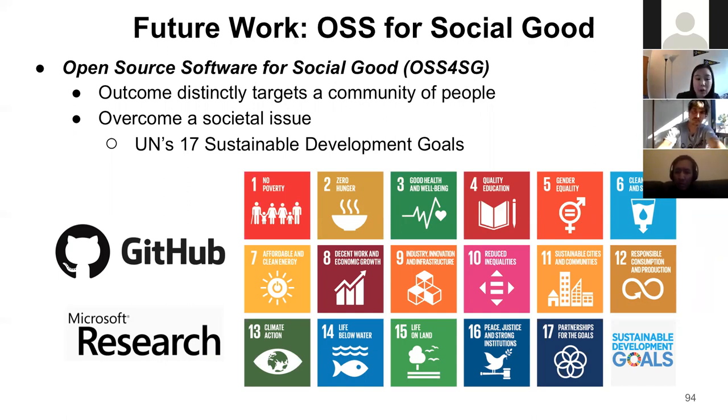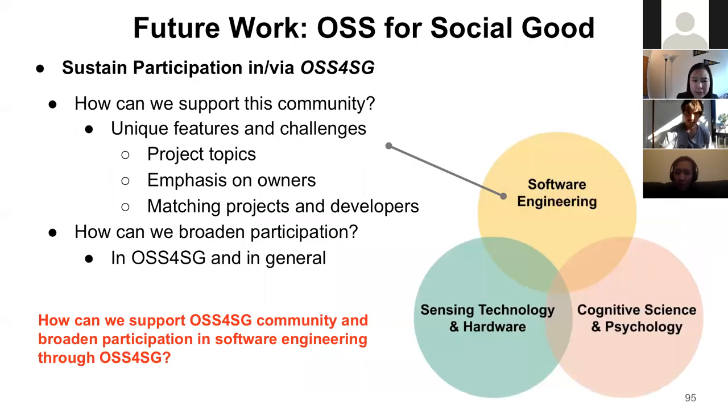In our study involving over 500 open source contributors, we have identified very unique features of these social good projects compared to what we call technical good projects on GitHub. This community is facing very different challenges. So in the future, I want to study how to better serve this community. Also our results indicate that open source for social good projects may be more attractive to underrepresented groups in computer science. Then how can we use them to broaden the participation? This work has been featured in the GitHub Octoverse report of 2020. It's public online right now.